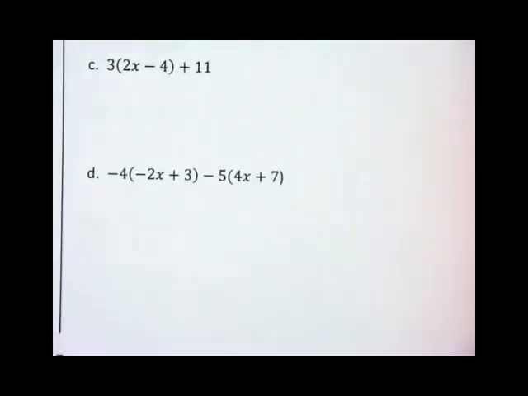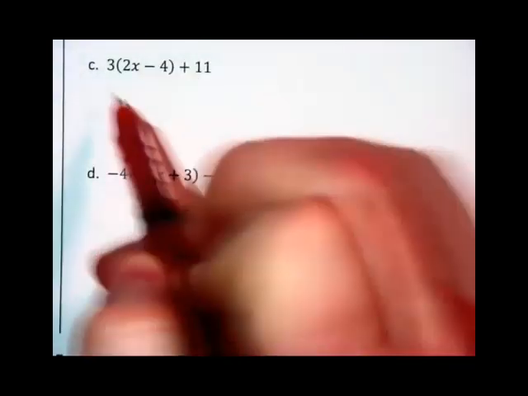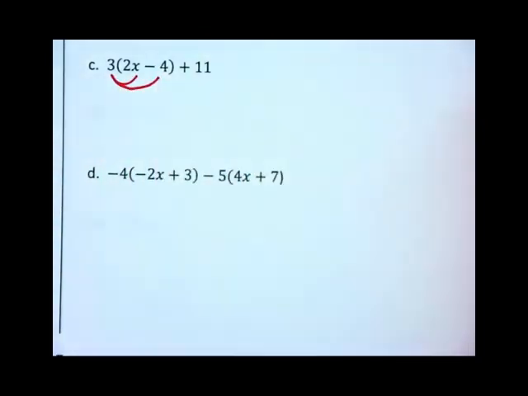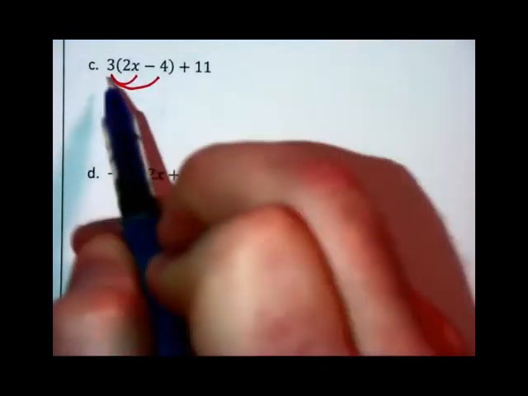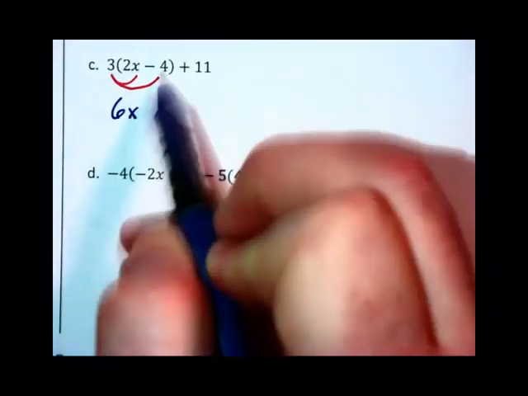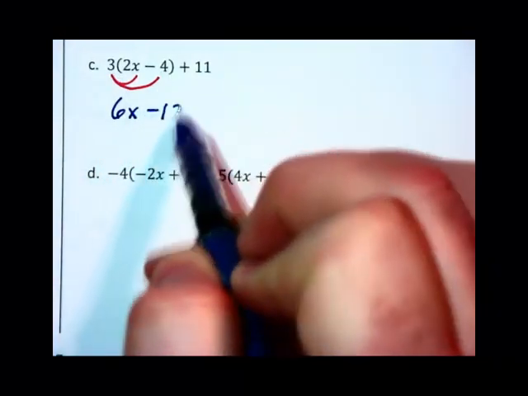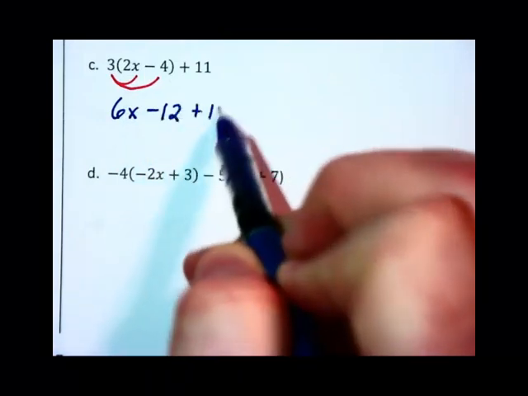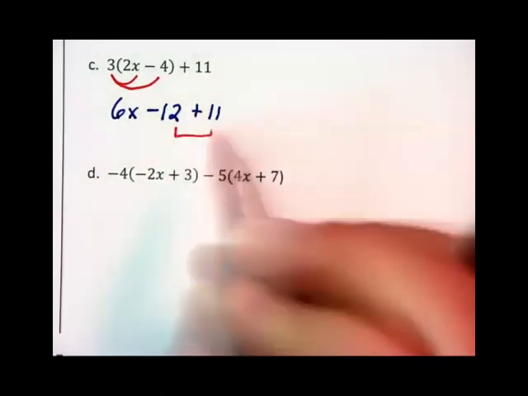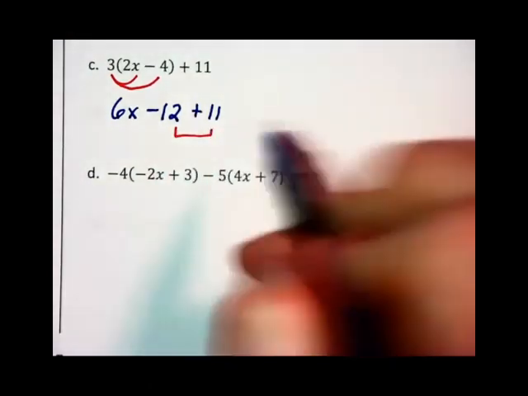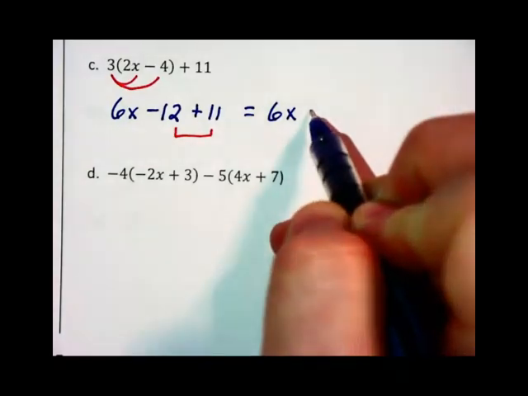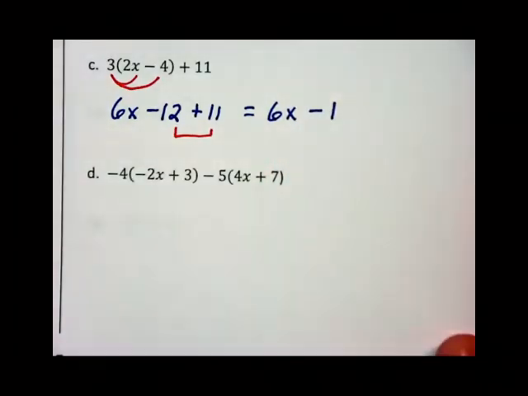On problem C, we have a 3 in front of the parentheses, which needs to be multiplied into the parentheses using distribution. 3 times the 2x makes 6x. 3 times the negative 4 makes negative 12. Bring down the plus 11. Then we combine like terms with the negative 2 and the 11. Keep the 6x, and negative 12 plus 11 makes minus 1.